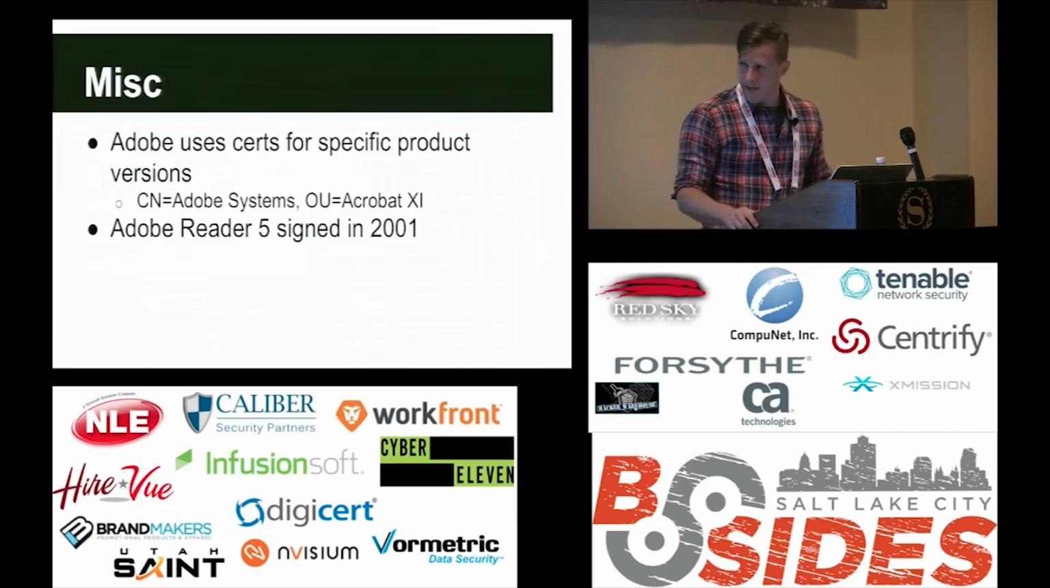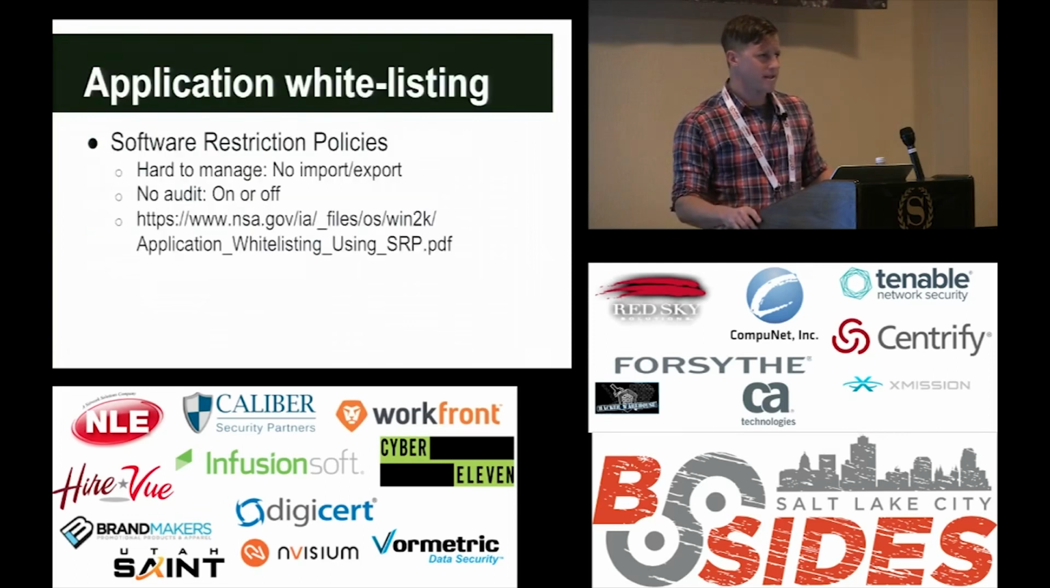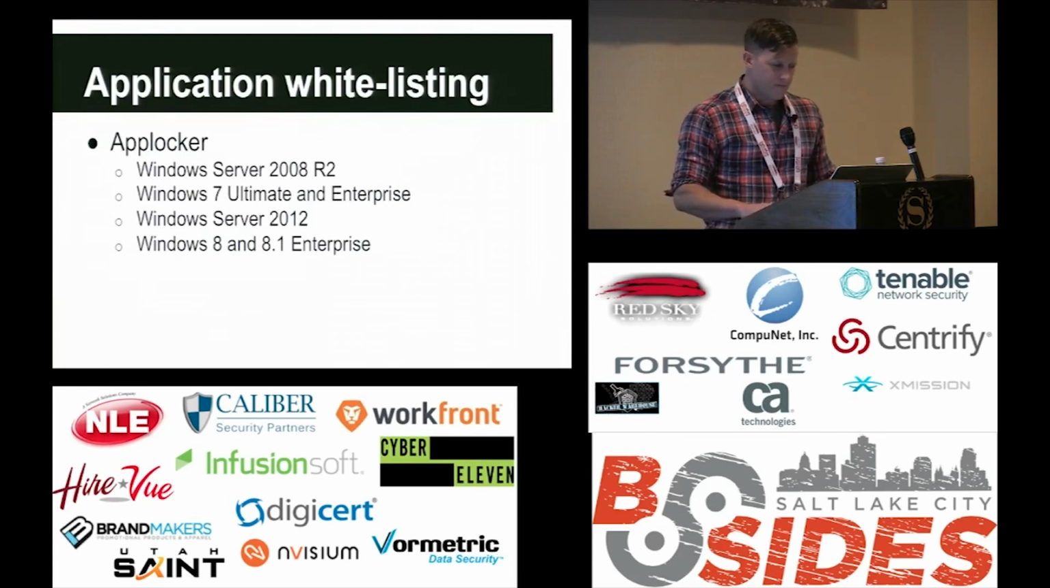And then the NSA advocates using application whitelisting. The Australian DSD, I believe it is, which is their version of the NSA, has a list of the top 20 things that you should do to secure your environments, and number 1 on there is to do application whitelisting. It is a very easy way to remove a lot of threats that exist out there. And the NSA has a document describing how to use software restriction policies.